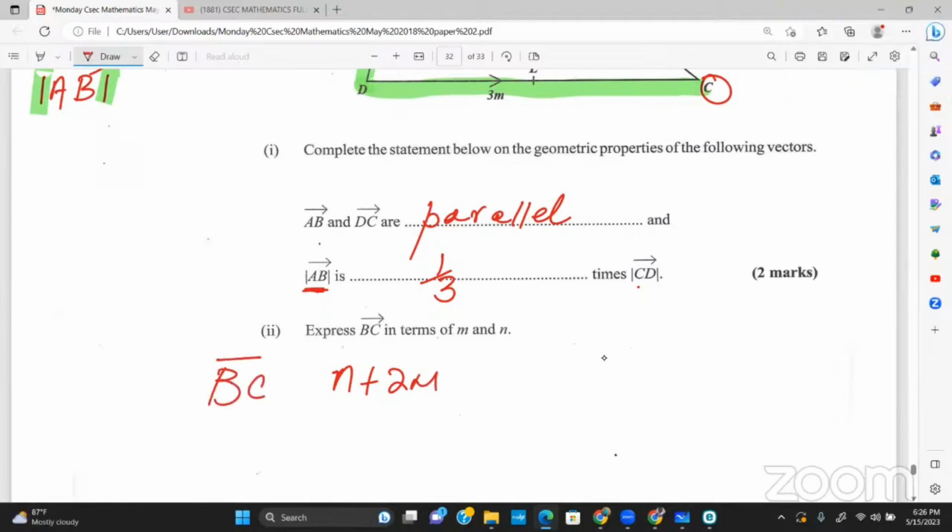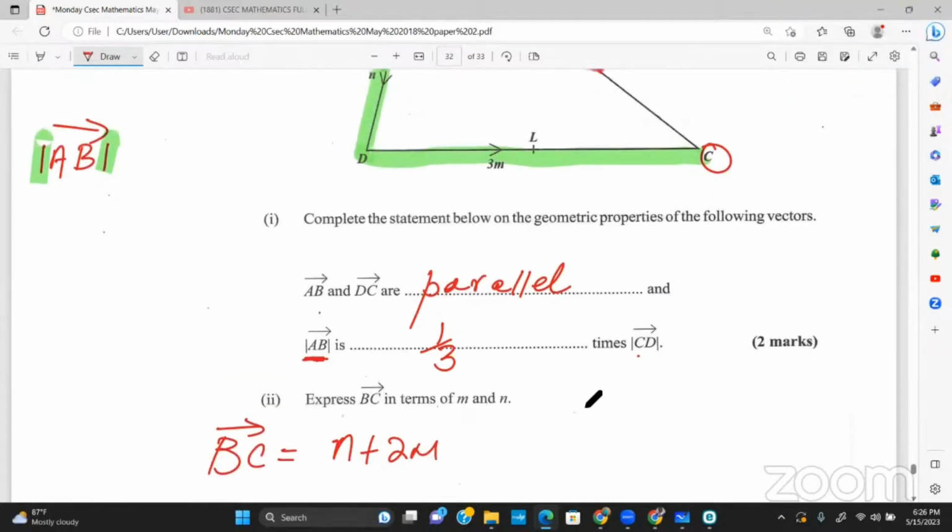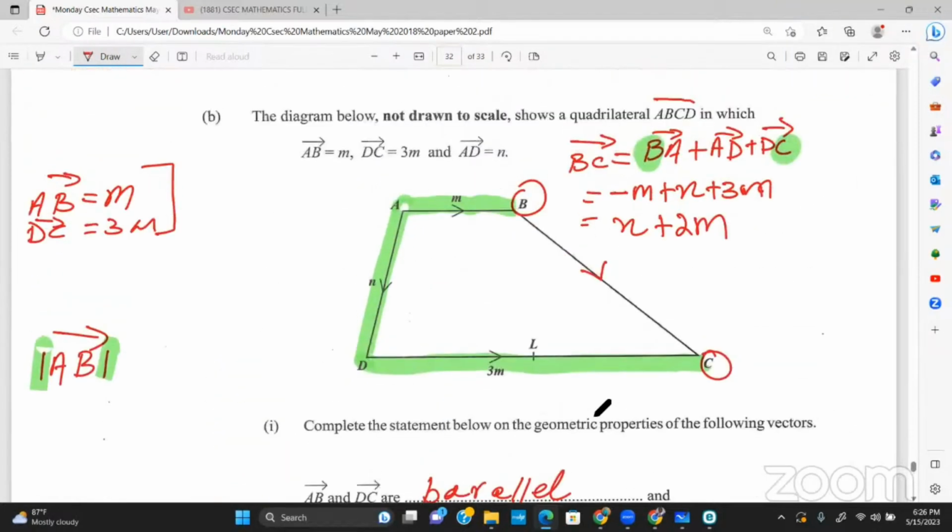Sir, go back a little to where you was adding. Okay, sir. Okay.